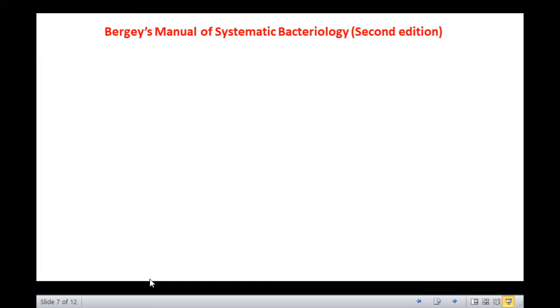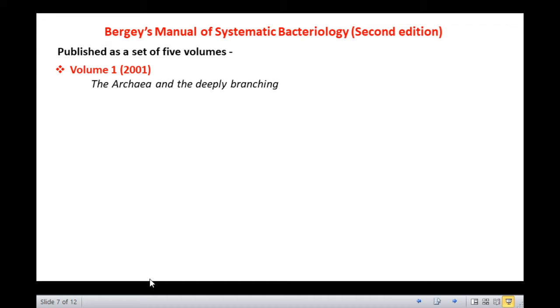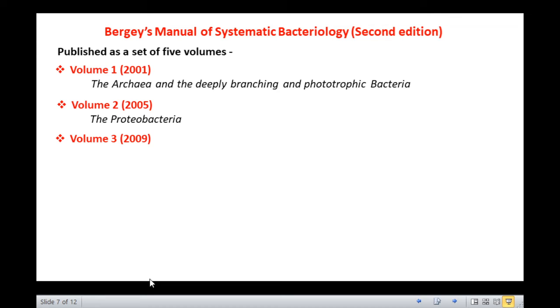The second edition of Bergey's Manual of Systematic Bacteriology has been published as a set of 5 volumes. The first volume was published in 2001 and included the Archaea and the deeply branching and phototrophic bacteria. The second volume was published in 2005 and comprised the Proteobacteria. The third volume, published in 2009, included the Firmicutes.